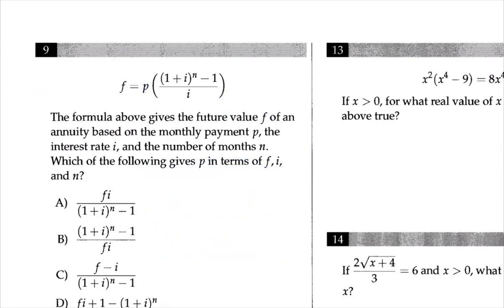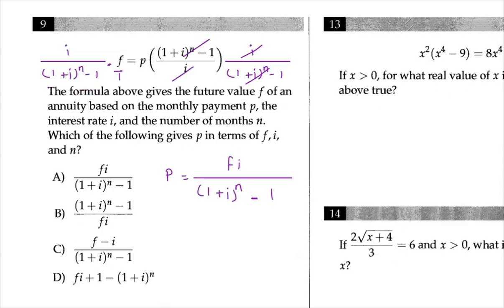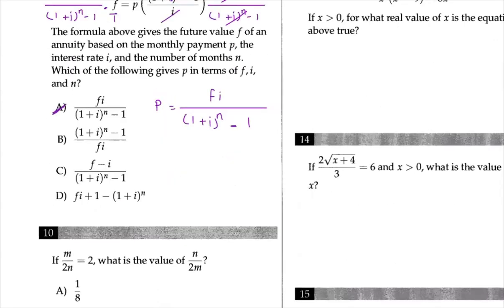So here, I will multiply by the reciprocal, which is i, and here we have (1 plus i) to the power n minus 1, and I will multiply the other side by the same fraction. So I will cancel i, and all of this will cancel all of this. Then you will get the value of P equal F over 1. If you multiply F times i, it's going to be Fi, and on the denominator, we still have (1 plus i) to the power n minus 1. So here, what is the answer? The answer is going to be A.